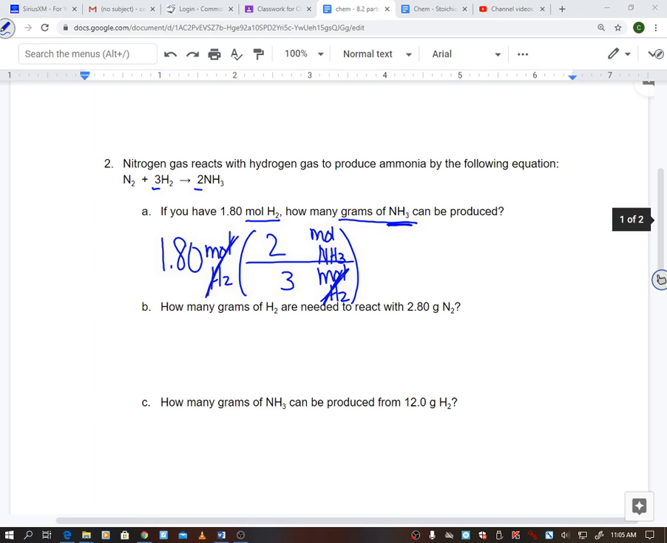Okay, so that cancels out. My answer would be in moles of ammonia right now. So I'm going to put moles of NH3 down here, grams of NH3. Nitrogen is 14, hydrogen is 1, but there are 3 of them. So this is going to be 17 grams altogether. So 1.8 times 2 divided by 3 times 17 is 20.4 grams.